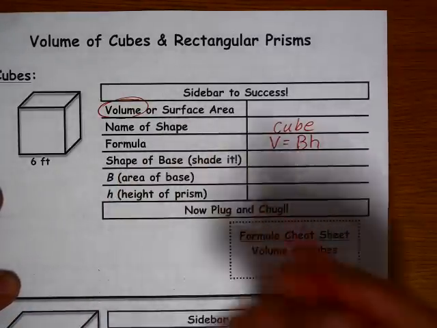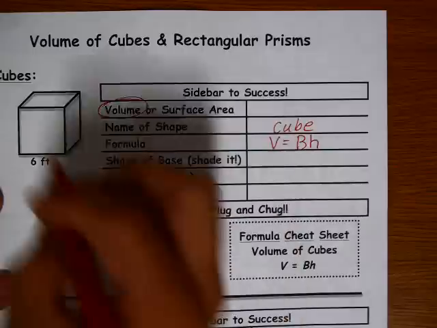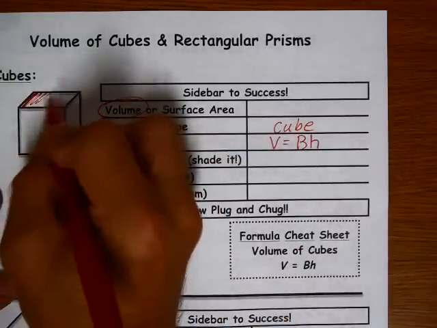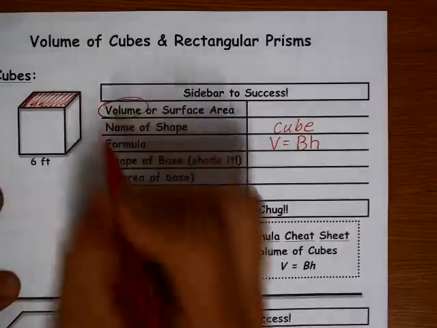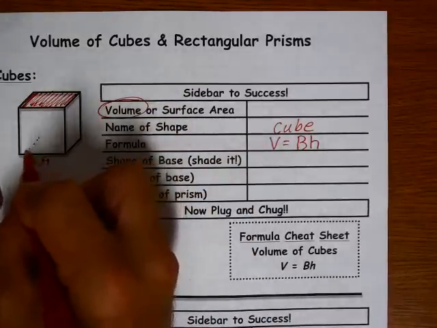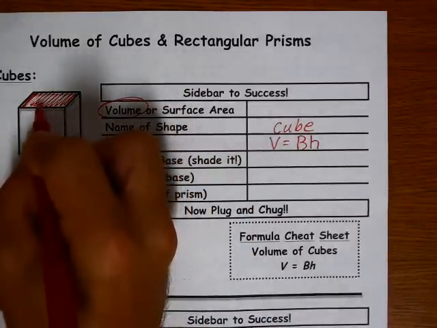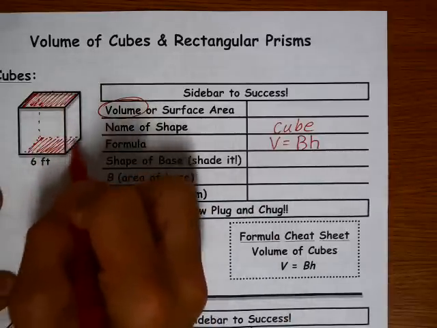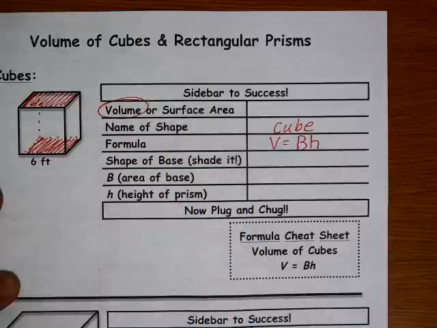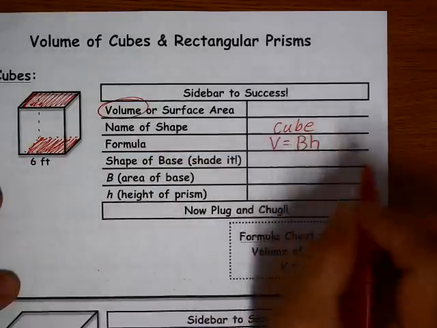Even when it's a cube, all of them are the same size, but you want to get in the habit of actually shading the base. So if you color that in right there, that's the base. Now, although you can't see it, down here on the bottom, there is another base. It's down here. Okay. So there are two bases to prisms. But all we're doing is we're trying to find the area of it.